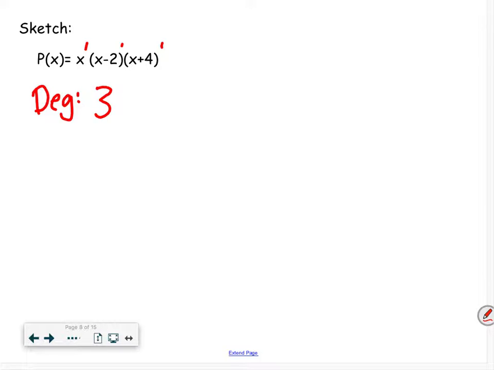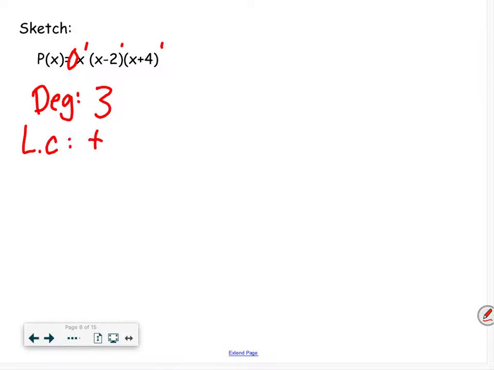The other thing we talked about is leading coefficient, LC. Is my leading coefficient positive or negative? Positive, so we got a plus. Why? Because there's nothing out here. If it was negative, there'd be a minus sign out there.